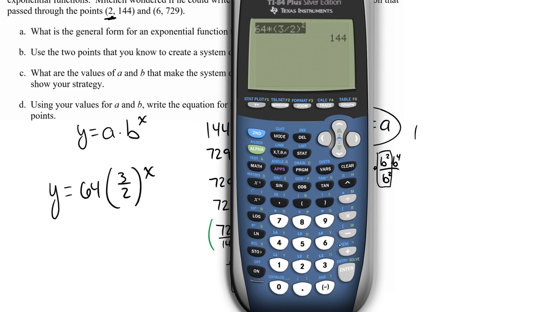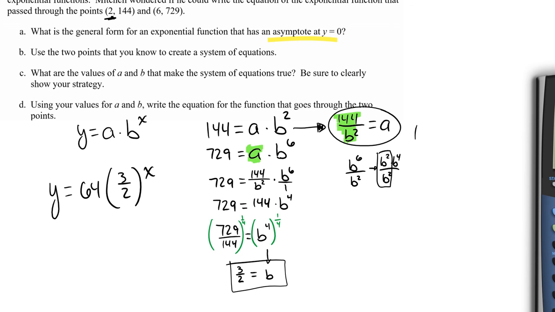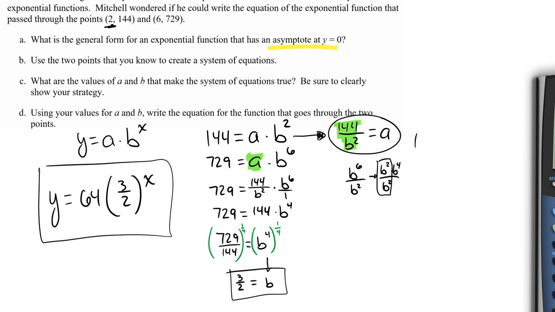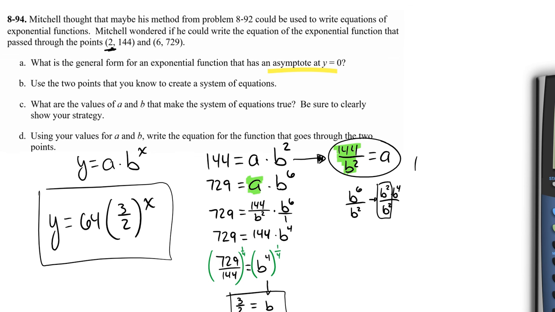I'll just go up and grab this expression again, but this time I'll modify the 2 and make it a 6, and this should give me a value of 729. And it does, yeah. So definitely this is the equation of the exponential curve that has an asymptote of 0 and goes through the 2 points, (2, 144) and (6, 729). So this is the technique, and it's based on solving a system of equations.